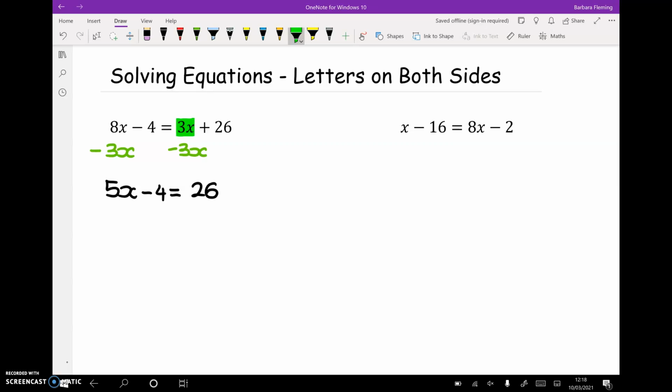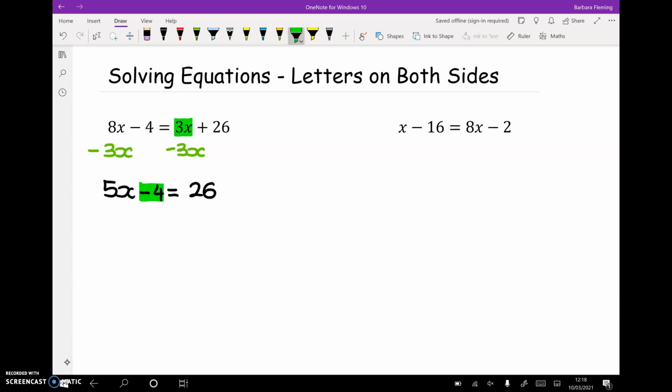So in order to try and get that x term on its own, the first thing we want to do is get rid of that subtract 4. The opposite of subtracting 4 is adding 4. What you do to one side, you do to the other. So you're left with 5x minus 4 plus 4 is 0. And then you've got 26 add 4, which leaves you with 30.